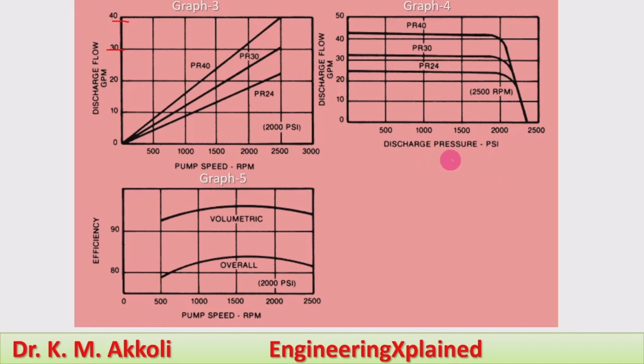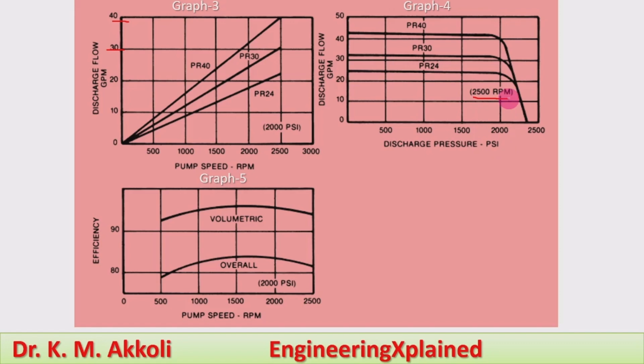Similarly, here we will take the discharge pressure in terms of PSI versus the discharge flow in terms of GPM. Here the discharge pressure goes from 0 to 2000. For all three flow ratings, the discharge flow will be similar. For the PR24, the flow rate will be lower, for PR40 it will be maximum, and for the PR30 it will be in between. The flow rate remains the same up to 2000 psi pressure, and here the RPM is maintained at 2500.